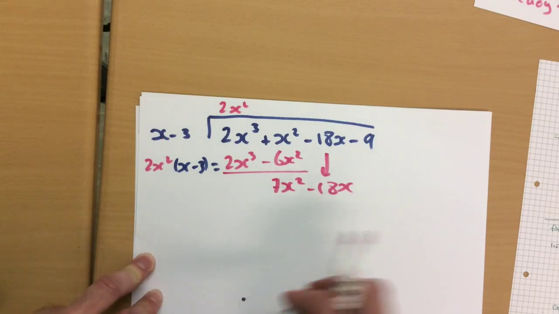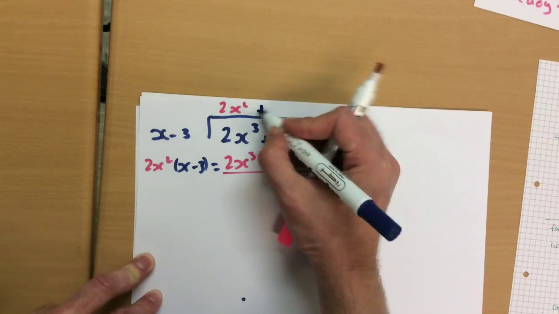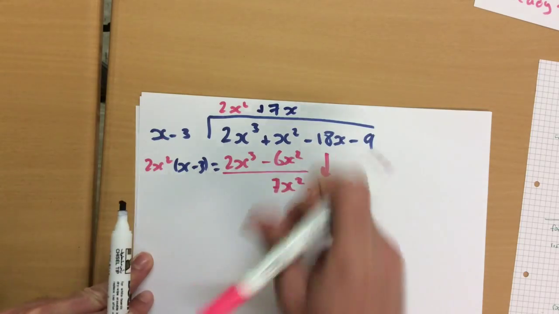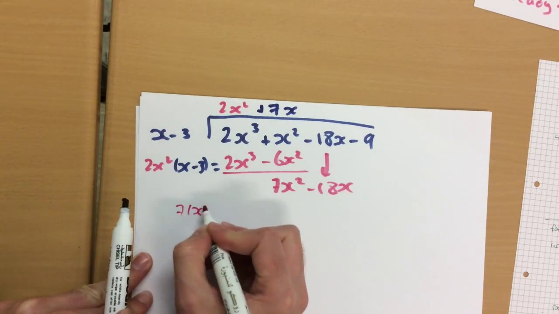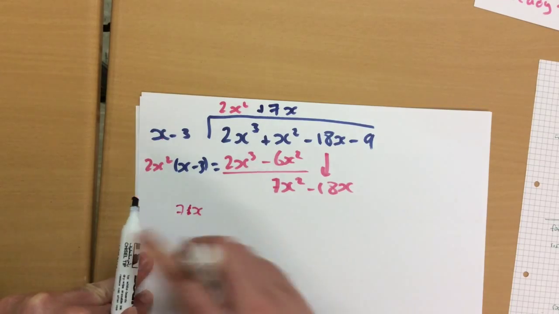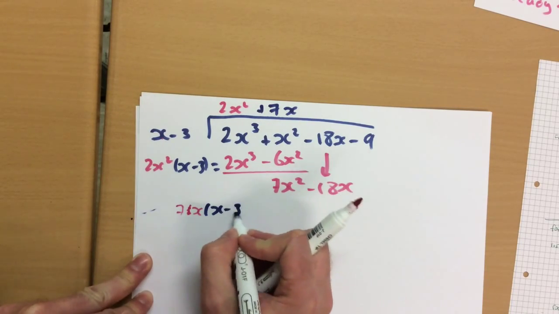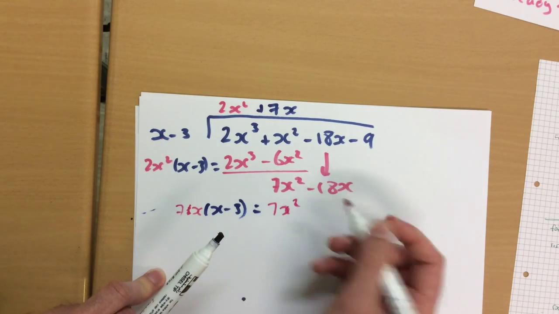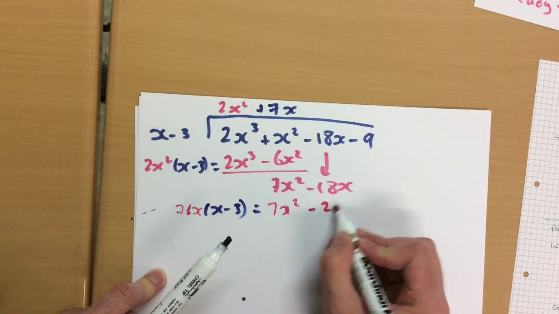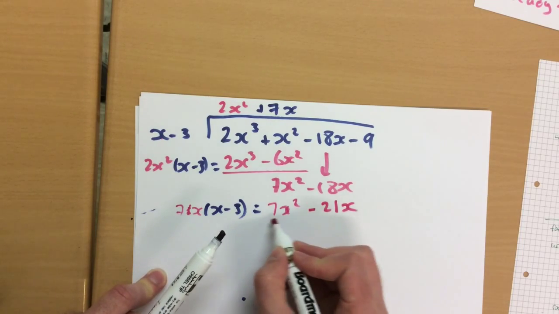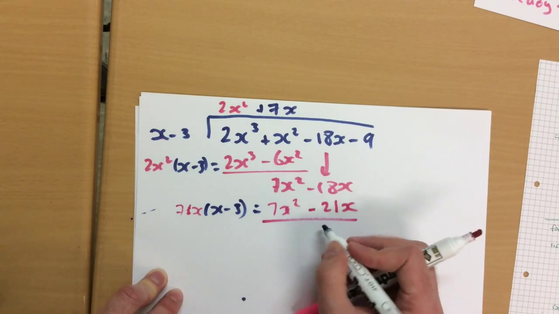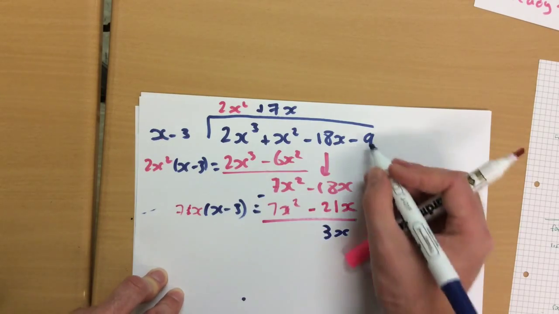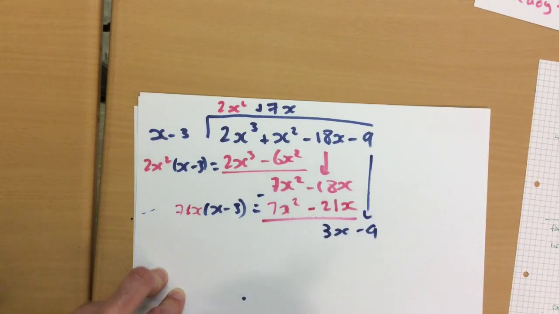Well, I've got to multiply it by positive 7x. So 7x times x minus 3 gives us 7x squared. Take away 21x, which will give us positive 3x, because minus take a minus, and bring down that negative 9.